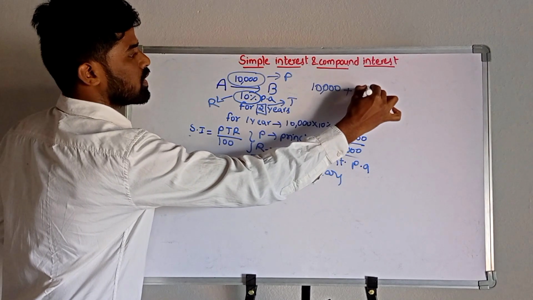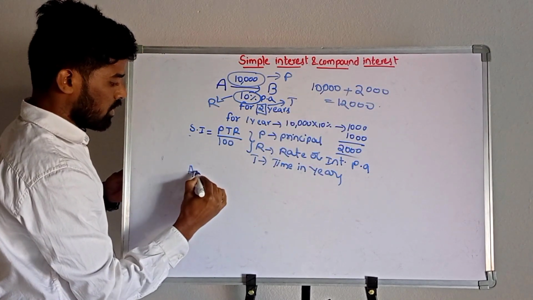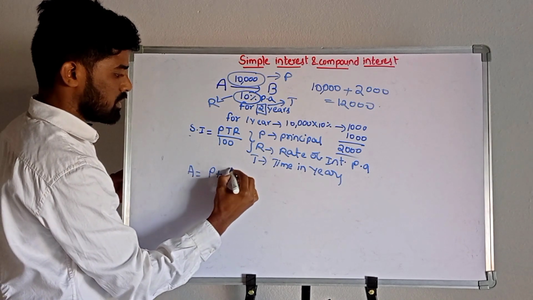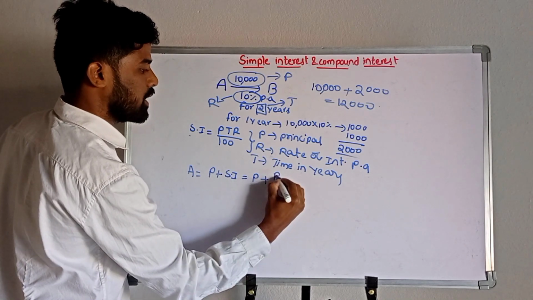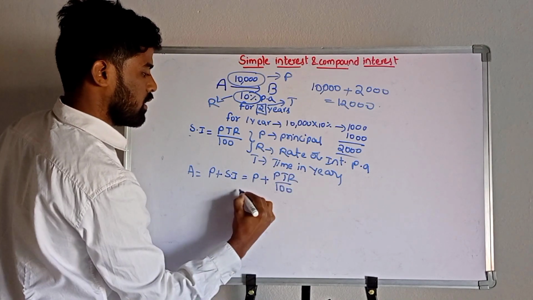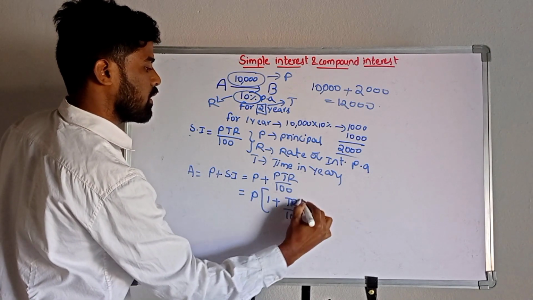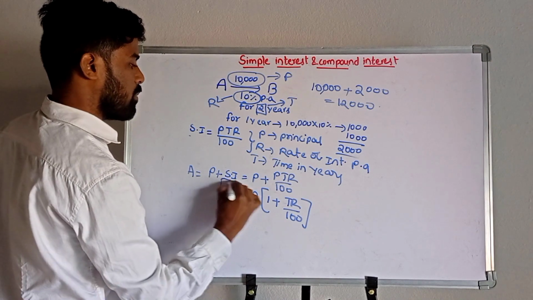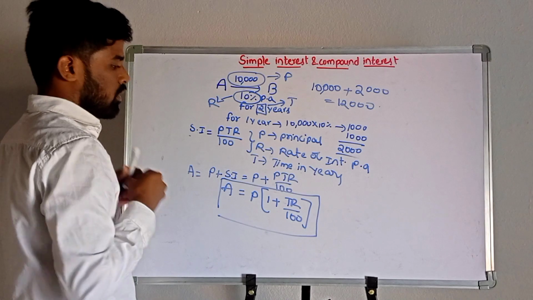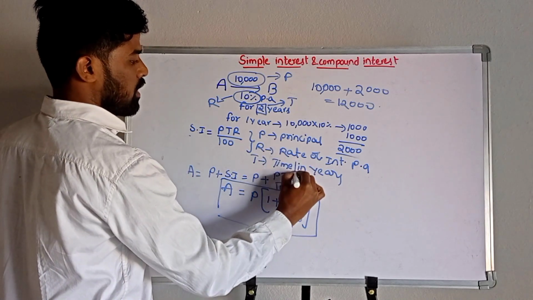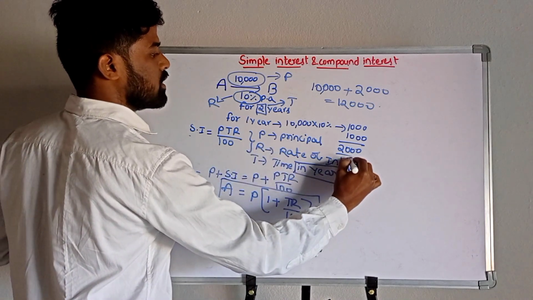This is simple interest. For calculating the amount at the end of 2 years, we have to add principal plus simple interest 2000, that is 12,000. So for calculating amount, first we add principal plus simple interest, that is principal plus PTR divided by 100. We take P as common, P times 1 plus TR by 100. This is the formula for calculating the amount in case of simple interest. Here T should always be in years and rate of interest is always per annum.